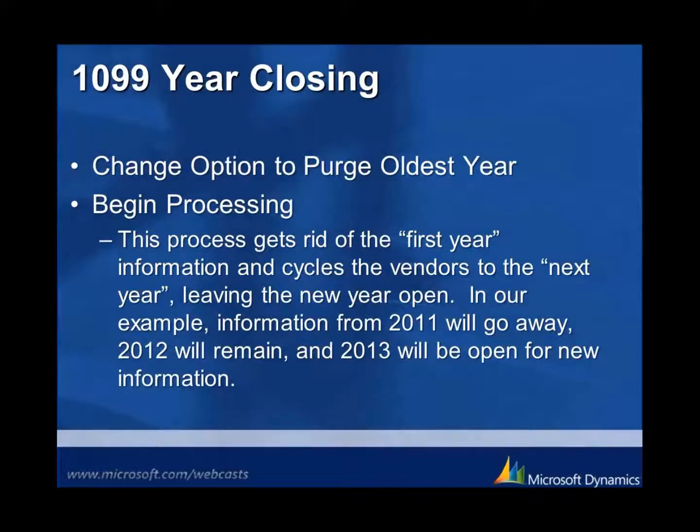Now, with that being said, I'm moving to the slide that actually explains all that. And that's what I get for doing talking points on screenshots. But yes, when you're ready to close the year, you change the option to purge oldest year, and then you hit begin processing. And once again, it gets rid of that first year information, cycles all the vendors to the next year, leaving the new year open. And again, in my example, 2011 will go away, 2012 will remain, and 2013 will be open for new information.